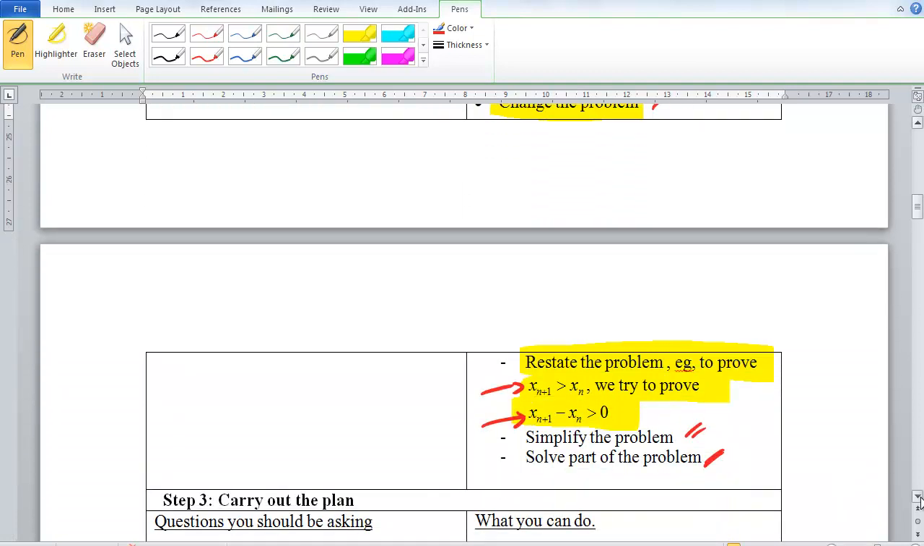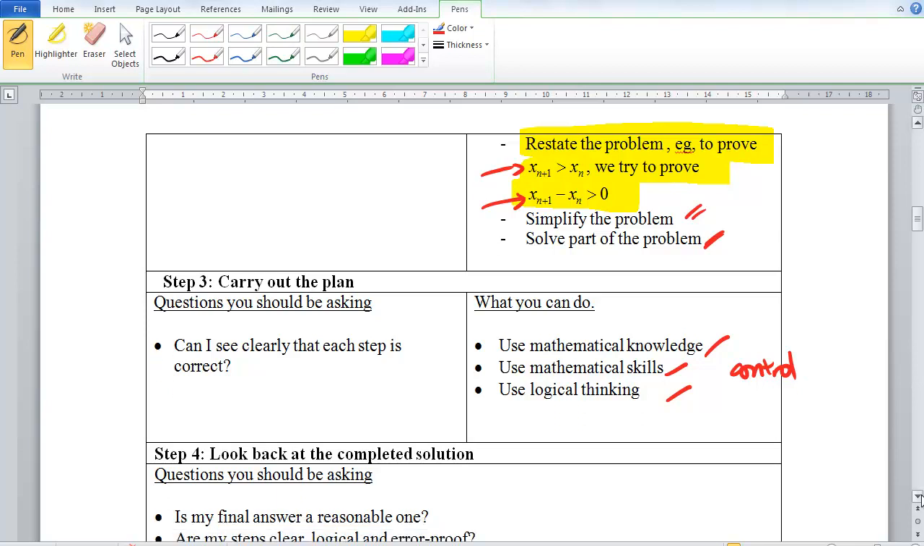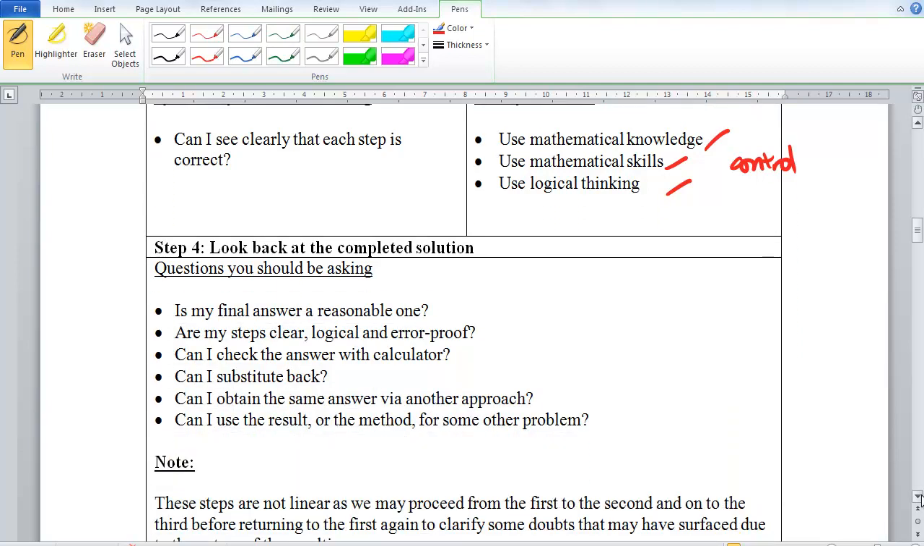Step 3, carry out the plan. Now when we are carrying out the plan, we have to be very careful in using our mathematical knowledge, skills, and logical thinking. We need to exercise what we call control skills. Mainly, we need to be taking note of our own thinking, noting down, and being careful in making decisions on what to do. For example, shall we factorize here or shall we expand here? So we need to build our control skills, and control skills can be built up through practice.